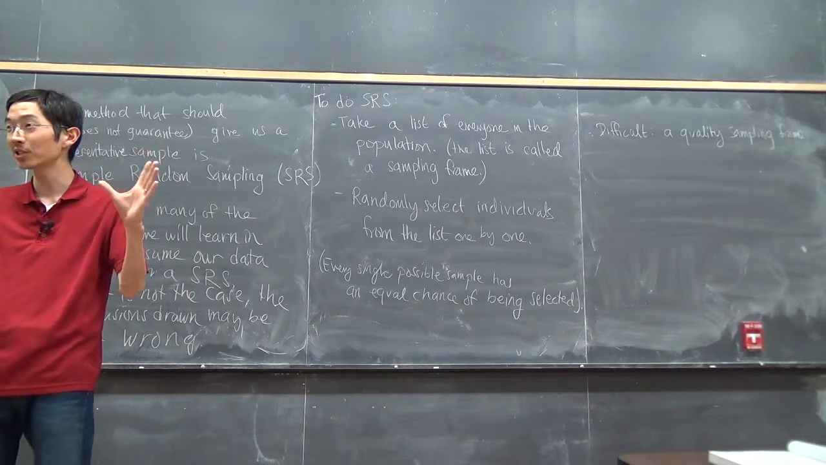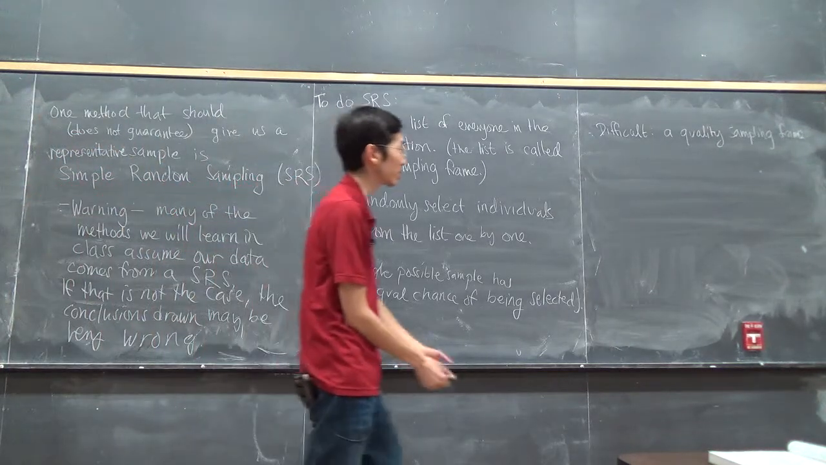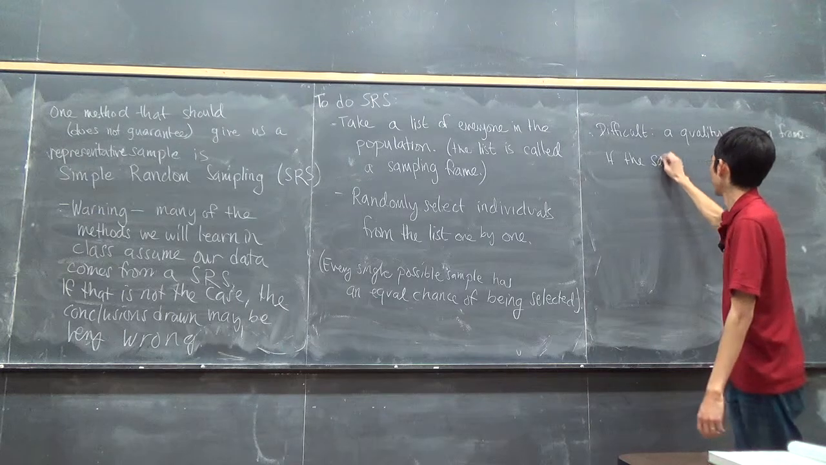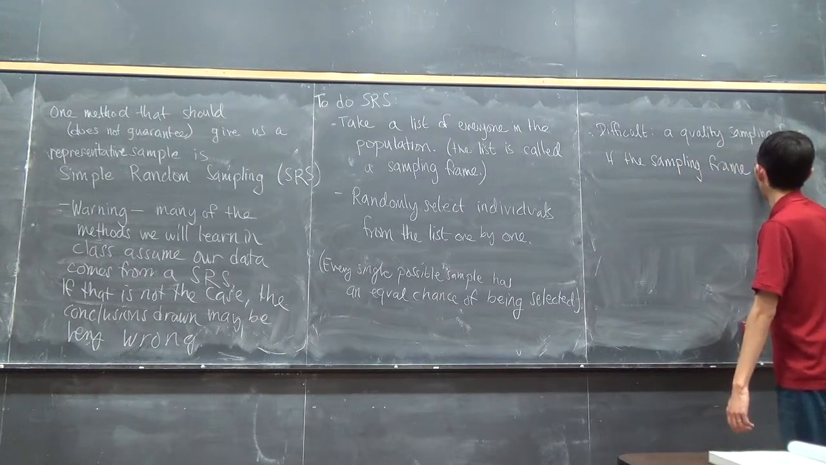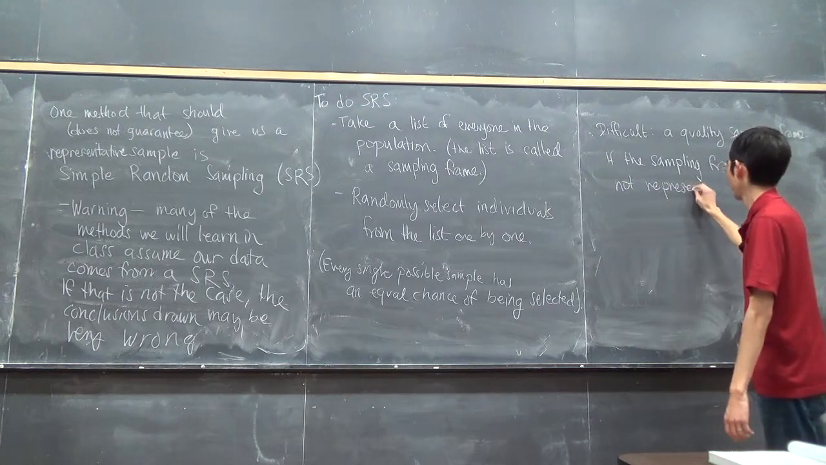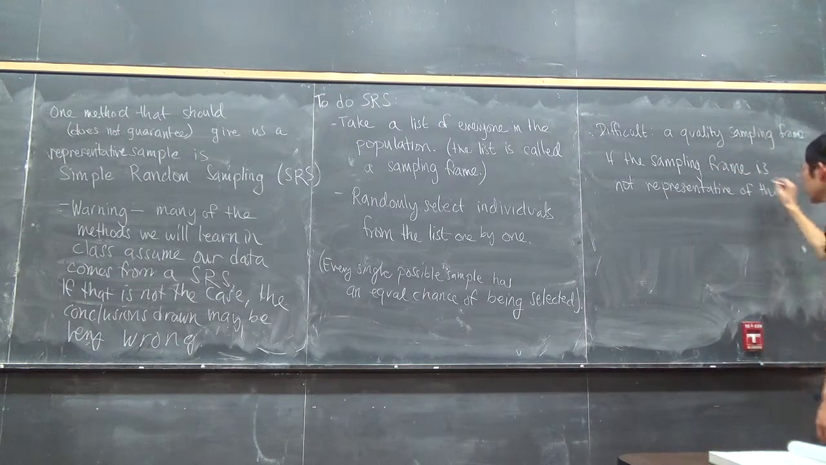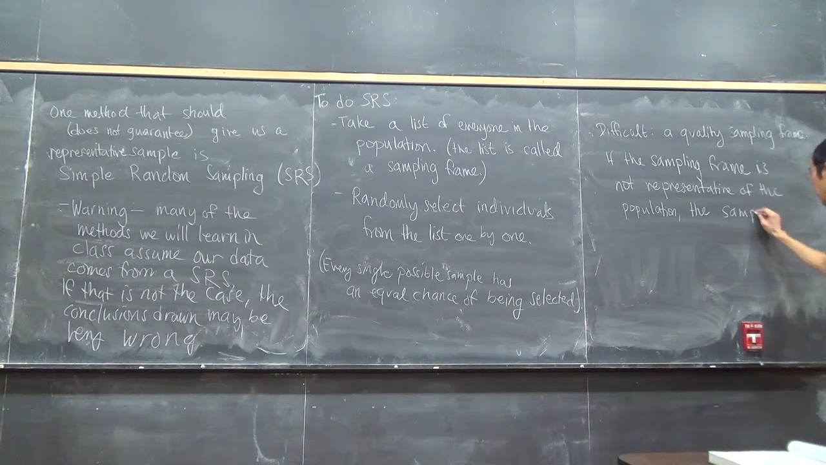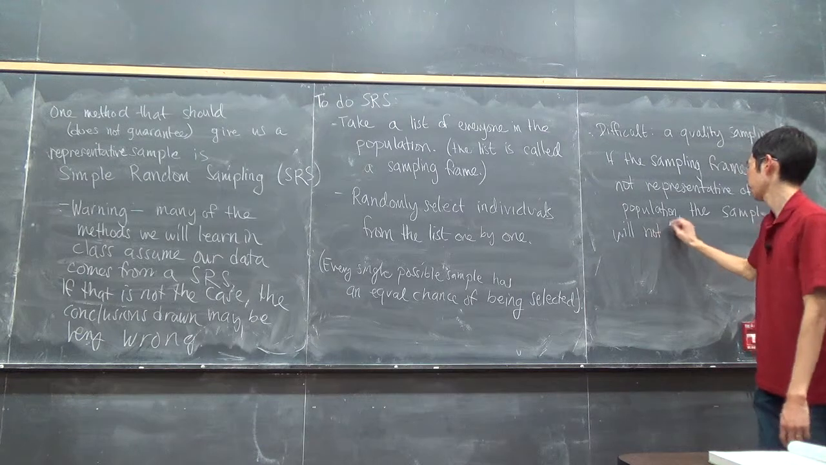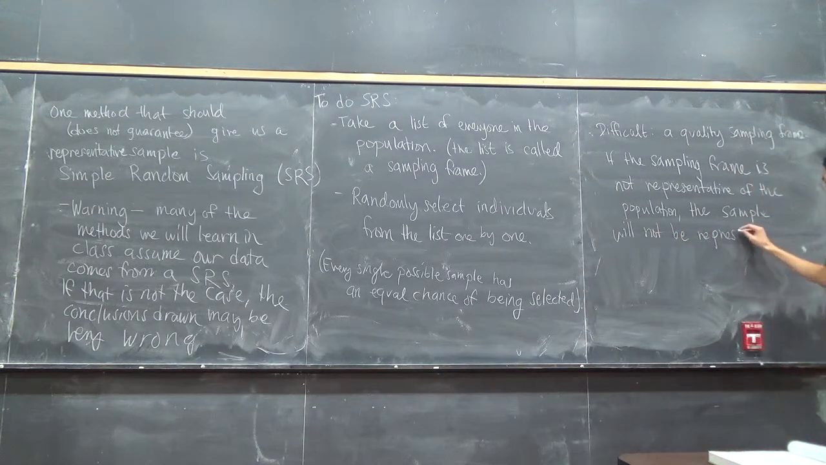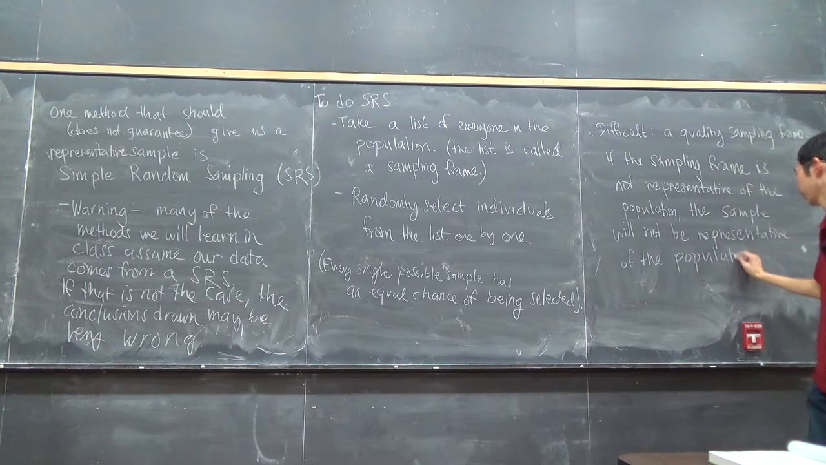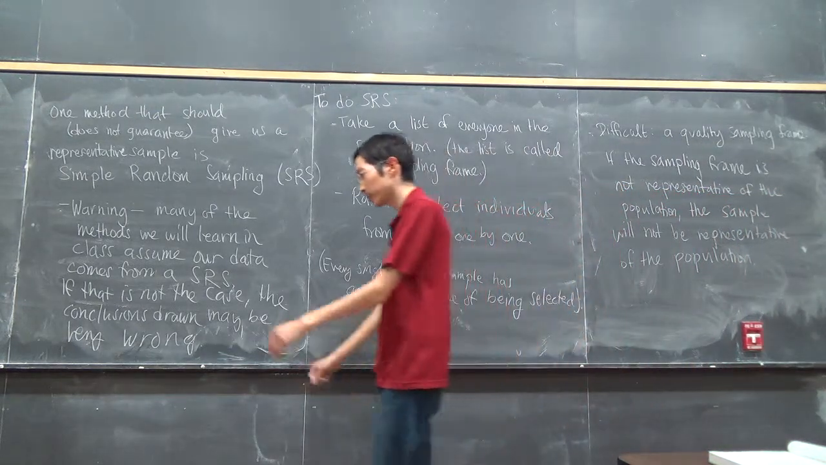But anything larger than a single institution type thing, you're going to be running into trouble getting a quality sampling frame, okay? So this is the difficult part. If your sampling frame is not representative of the population, your samples will not be representative of the population, okay? Okay, so that's simple random sampling.